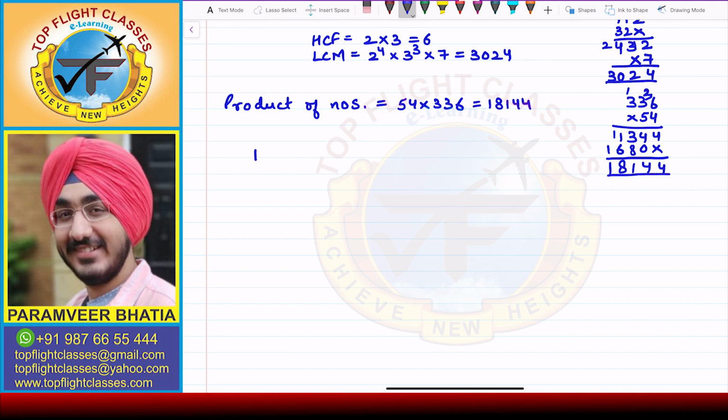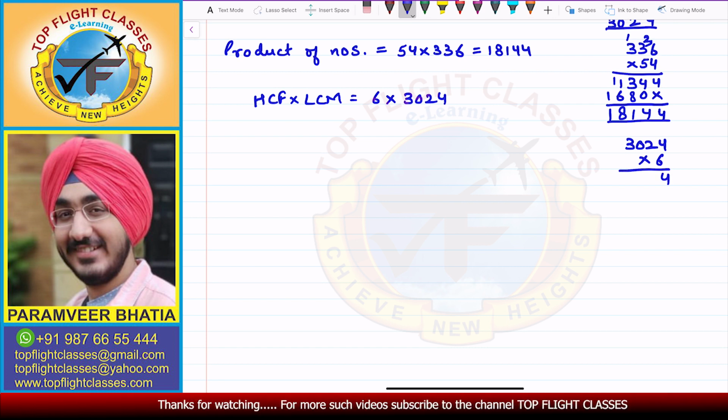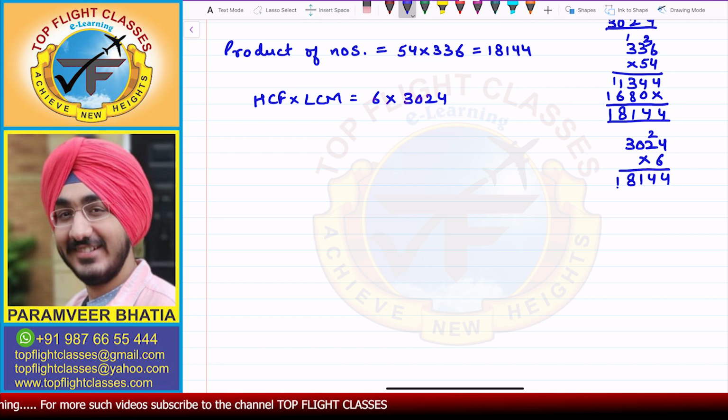And then we have the product of HCF and LCM. That will be 6 multiplied by 3024. So we have 3024 multiplied by 6. I will get 6 4s are 24, 6 2s are 12 and 2 is 14, and 6 into 3 is 18. So you will get 18144. So hence it is verified.